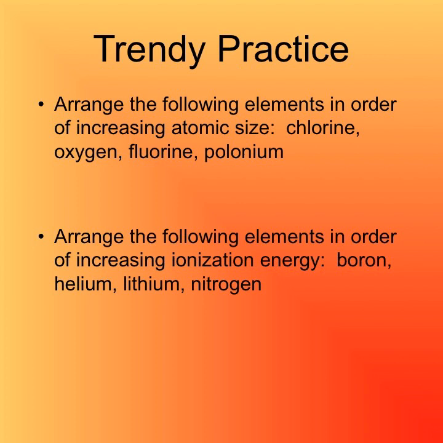So the answers for this first trendy practice are that fluorine, what did I ask you to do? Atomic size is less than oxygen, which is less than chlorine, which is less than polonium. The next one says arrange the following elements in order of increasing ionization energy. I've given you boron, helium, lithium, and nitrogen. So pause the podcast, do it, and then turn it back on. So your answer to the second one is lithium's ionization energy is less than boron's, which is less than nitrogen's, which is less than helium's.